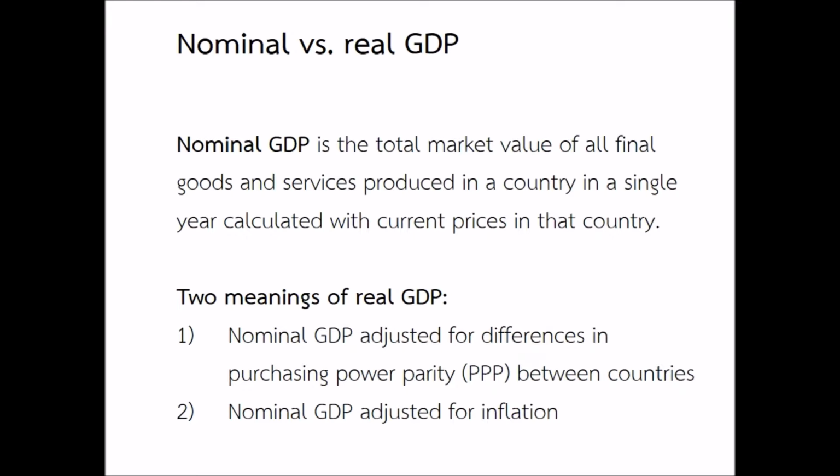Real GDP has a slightly different meaning. It actually can have two different meanings. The first one is that real GDP is nominal GDP adjusted for differences in purchasing power parity between countries. The second meaning is that real GDP is nominal GDP adjusted for inflation. And on the following slides, I will show you.